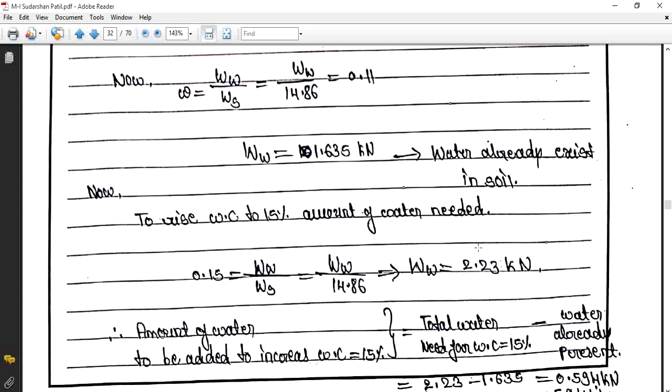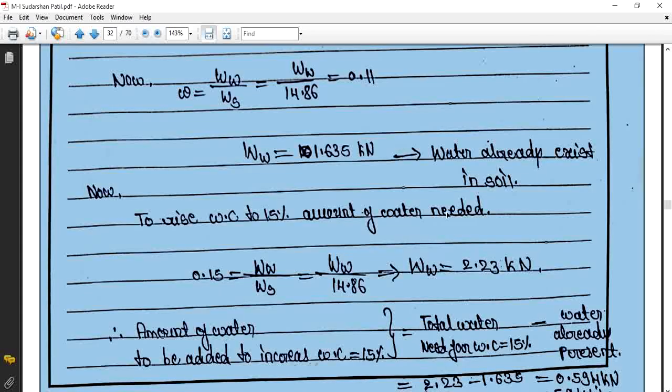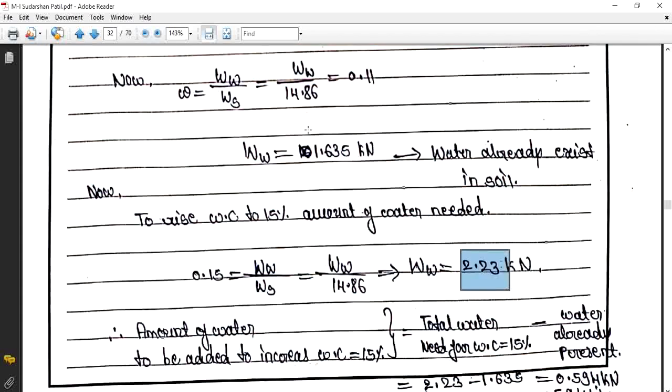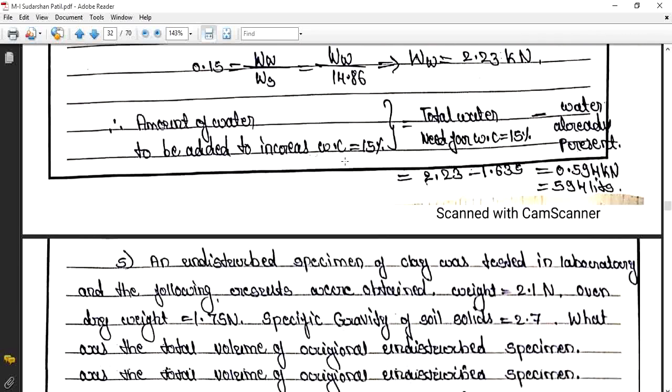So already 11% is there, so I have to raise it to 15%. So only 12, 13, 14, 15. So 4% of water I have to raise. So the amount of water to be added to raise the water content to 15% is this minus this. Okay, so it is going to give us the water content required to be added. Okay, hope you have understood.